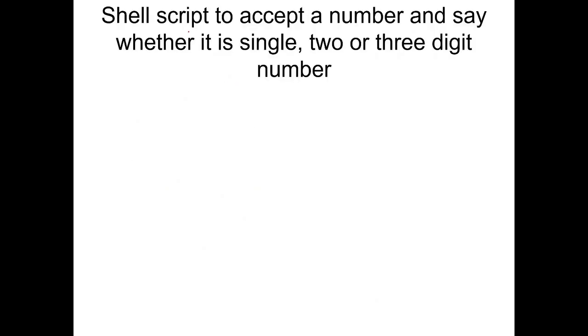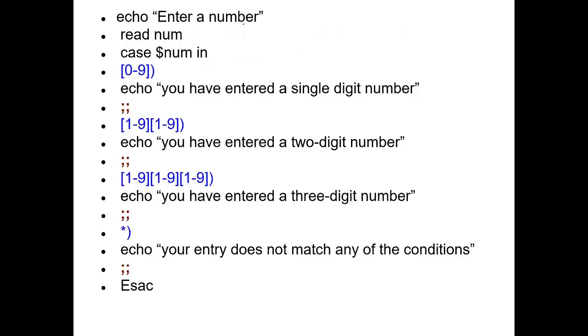Let us see another example. Write a shell script to accept a number. So you need to accept a number from the user and tell whether it is a single digit number, 2 digit or 3 digit number. So using case statement, you are going to do this. See, first you need to accept a number from a user, read num. So that number, from single digit number, that is from 0 to 9, and whether it is a 2 digit or 3 digit number, whichever number it is, will be stored in this num variable.